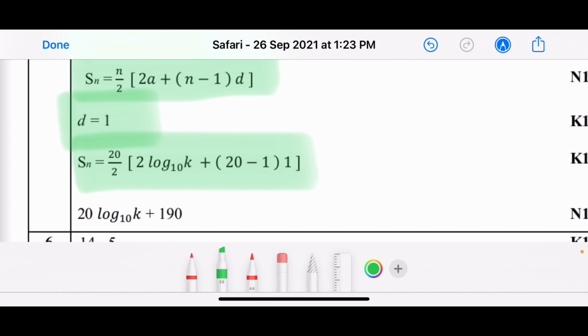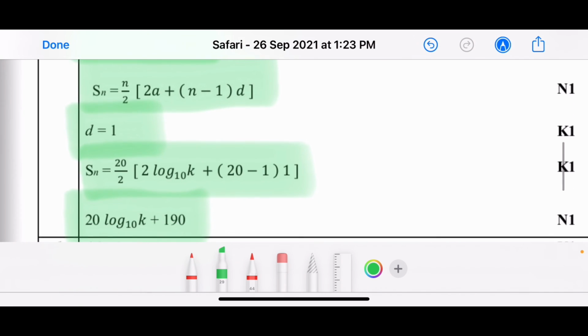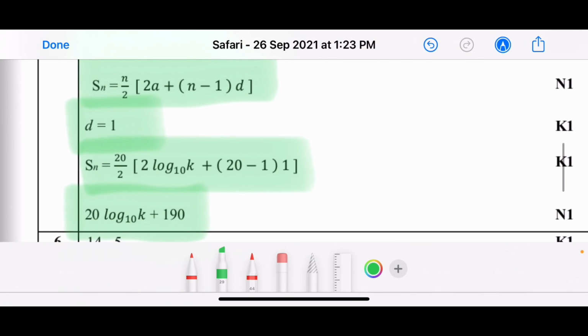Hence, if d is 1, we substitute. Sn is 20 over 2, 2a is 2 log 10k, plus we have 20 terms, 20 minus 1 is 19, times the common difference, which is 1. So the answer is 20 log 10k plus 190. For this question you must know how to do proving, right? So that's question number 5.